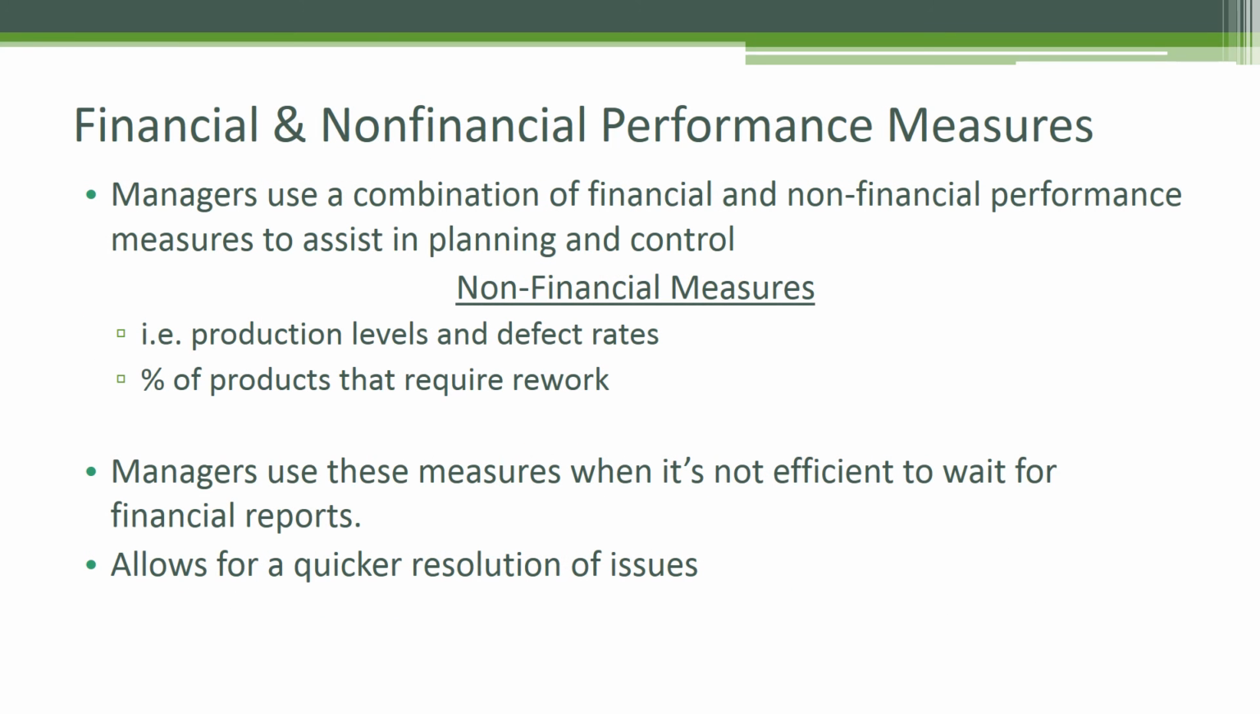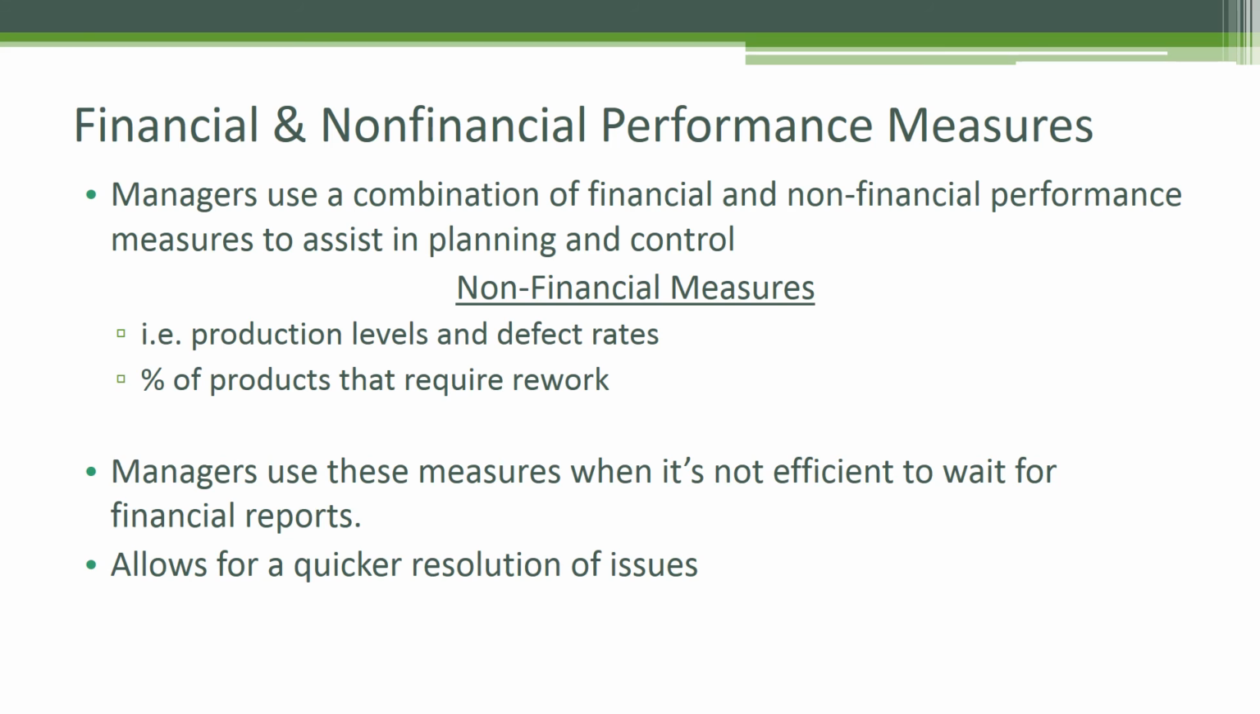Now we're going to talk about financial and non-financial performance measures. Managers use a combination of both financial and non-financial performance measures to assist in planning and control. A few of those non-financial measures are production levels, defect rates, and percent of products that require rework. Managers use these measures when it's not efficient to wait for financial reports, and it also allows for a quicker resolution of issues.